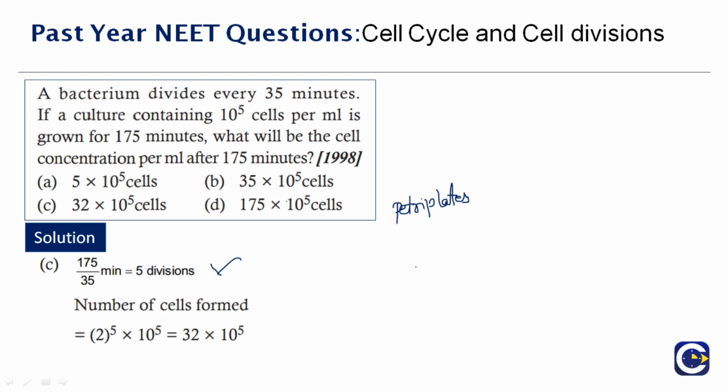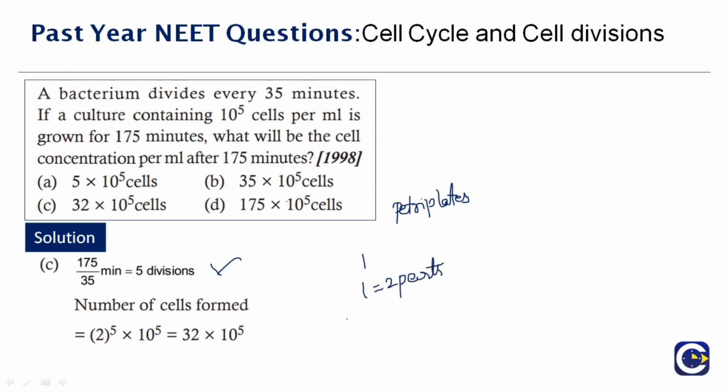This bacteria, if you see, each time the cell divides, you get 2 cells where you had 1. Always remember this when it divides. If you divide 1, you will get 2 parts.